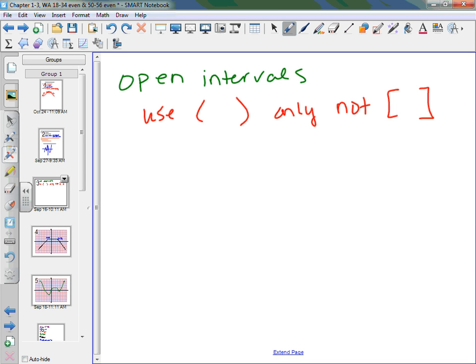So basically what this means is you don't have to ask yourself the question, okay, can it be 3 or can it not be 3? Do I need to have that as open or do I have to have that as a bracket? Okay, you don't have to ask yourself that question. And the next thing, when do we have ordered pairs? Ordered pairs only go with max and min values. Only used with max and min values.